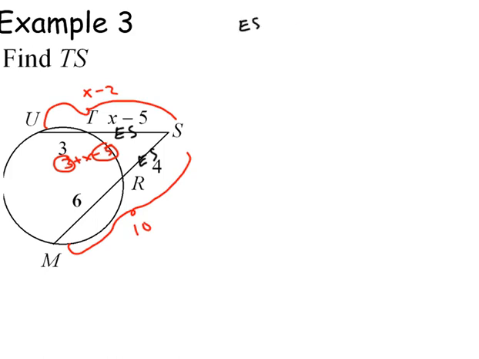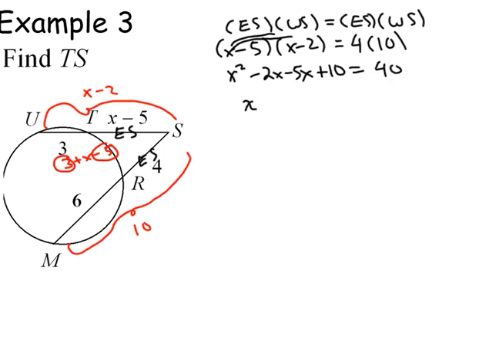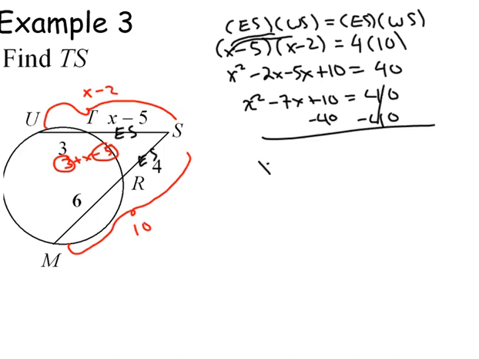Alrighty, there is our formula. ES times WS equals ES times WS. So we will get x minus 5 times x minus 2 equals 4 times 10. On the left side, we're going to have to FOIL this out. We get x squared minus 2x minus 5x plus 10 equals, and then on the right side of the equation, we will get 40. Combine the like terms. X squared minus 7x plus 10 equals 40. Subtract 40 from both sides. We get x squared minus 7x minus 30 equals 0.